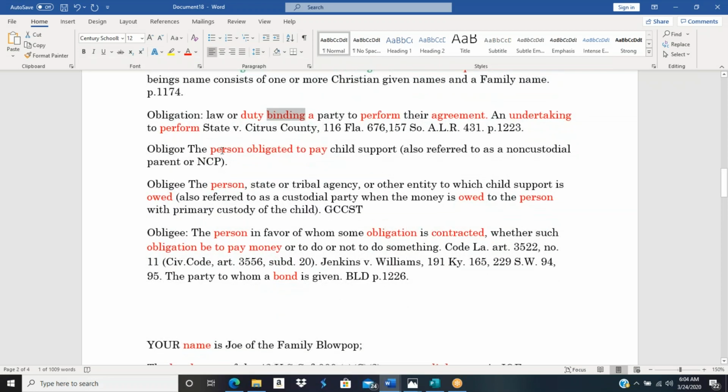Now, this comes from the Glossary of Common Child Support Terms, this word here and this word here, and I'm going to show you what that means. Obligee, the person, state, or tribal agency or other entity to which child support is owed. Also referred to as the custodial party when the money is owed to the person with primary custody of the child. And this could not be a bigger lie.